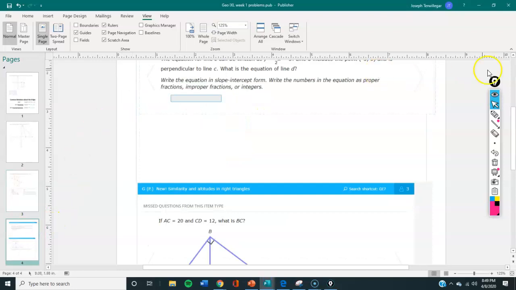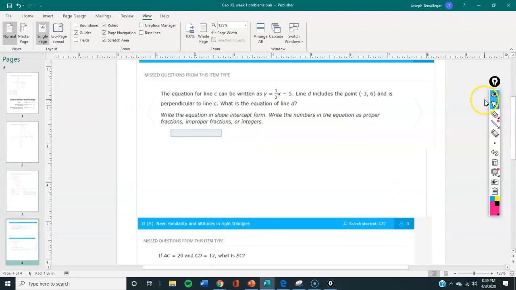Last page of problems. Alright, so we have an equation for a line right here, right? y equals 1/2 x minus 5. Line D has this point and is perpendicular. What's the equation for the line?